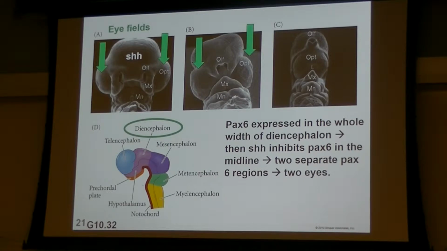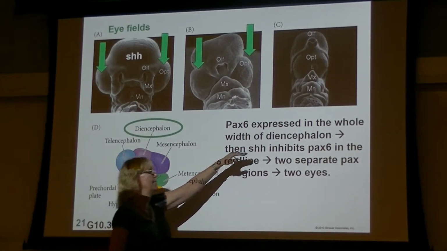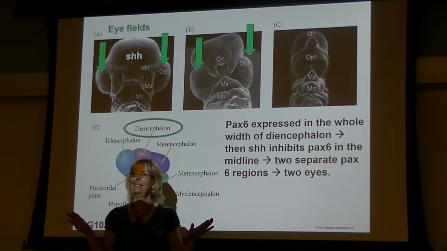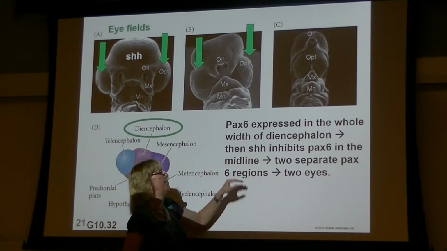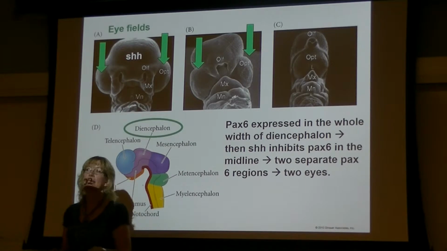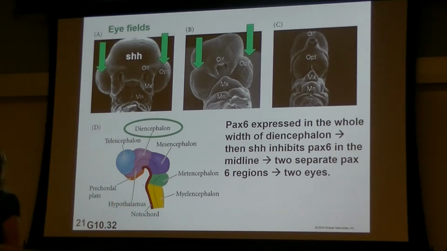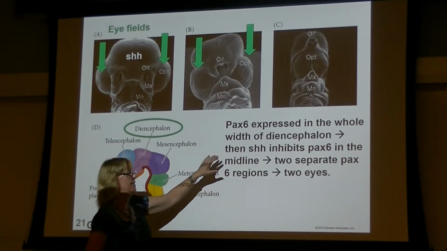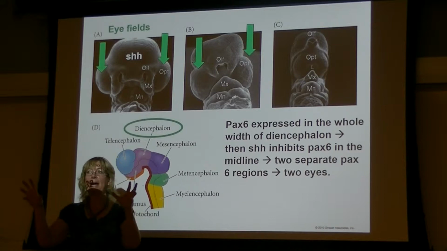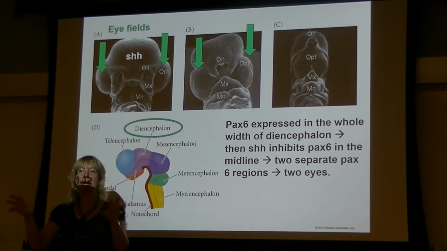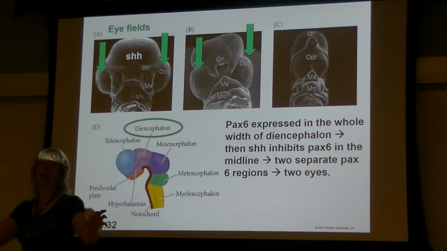So in the embryo, PAX6 is expressed in the diencephalon. That's about where you'd expect to see it. But in the middle, between this, we're going to see a region where sonic hedgehog, a paracrine factor, is expressed. So in the wild-type situation, we should get sonic hedgehog in the middle and then two separate PAX6 domains. And from the PAX6 domains, now we get eyes developing.